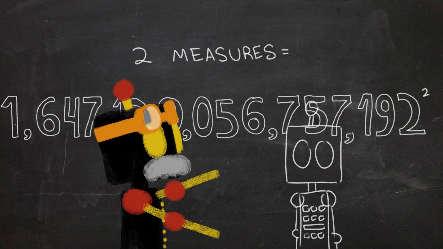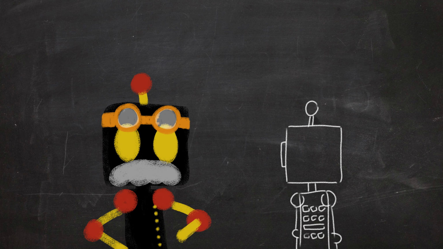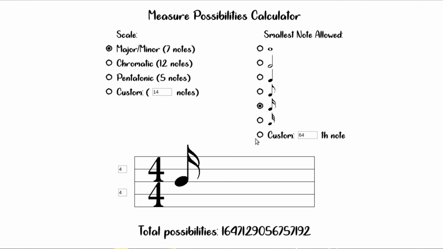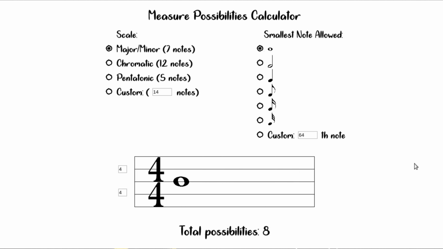You want triplets? A triplet is 1/3 of a quarter note. 1/3 of a quarter note is 1/12, so set your custom smallest note allowed to a 12th note. That's not even a thing in music theory, but it works. But wait, I hear you cry, how do we know this calculator is legit? Simply set your scale to major, select the 16th note as the smallest note allowed, set the measure to 4/4, and boom. Same answer as we got in this video, 1.6 quadrillion. And as further evidence, set the smallest note allowed to a whole note. Total possibilities, only 8, because that whole note can't be divided at all. It can only be a whole note, and a whole note can only be one of the 7 pitches on our scale, or a rest.